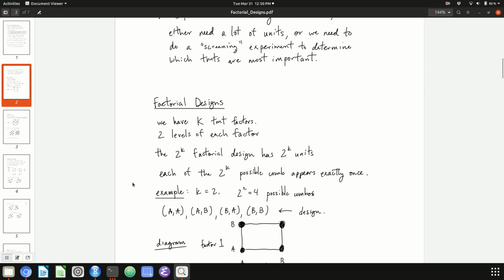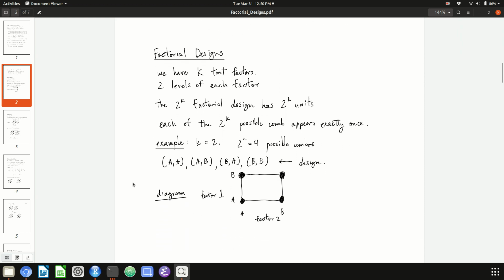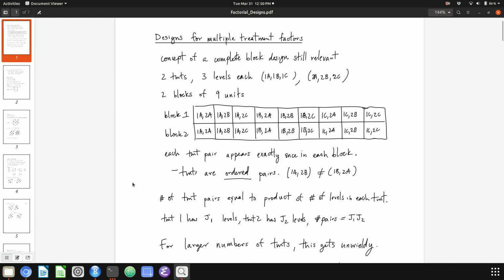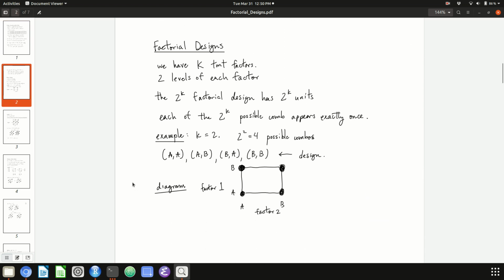So one of the most commonly used techniques for these types of screening experiments is called a factorial design. So in a factorial design, the notation we'll use is we have k treatment factors. So in the example above here, there were k equals 2 factors. For each of these treatment factors, we assign only 2 levels. So oftentimes the treatment factor will be a variable that's continuous. In those cases, we'll pick just a low setting and a high setting to be the 2 levels for that factor.